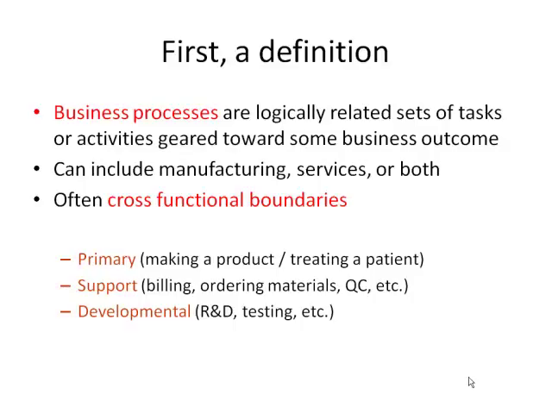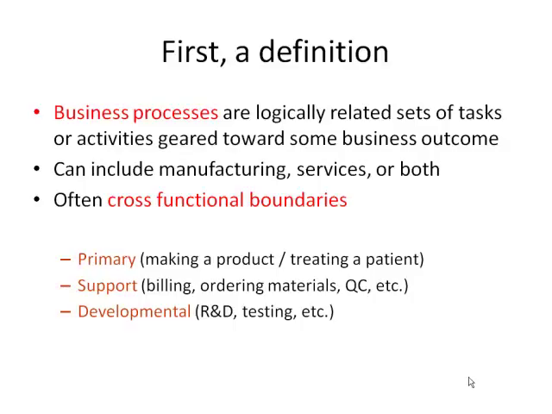So let's step back and give a definition of business processes. Broadly speaking, business processes are logically related sets of tasks or activities geared towards some business outcome. Because of that, they can include manufacturing activities, service activities, or some mix of both. What makes business processes really interesting from our perspective is that they often involve crossing functional boundaries.